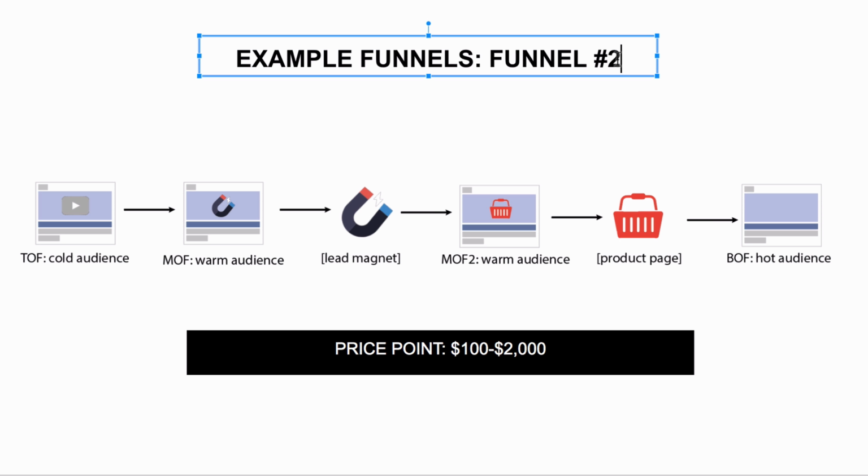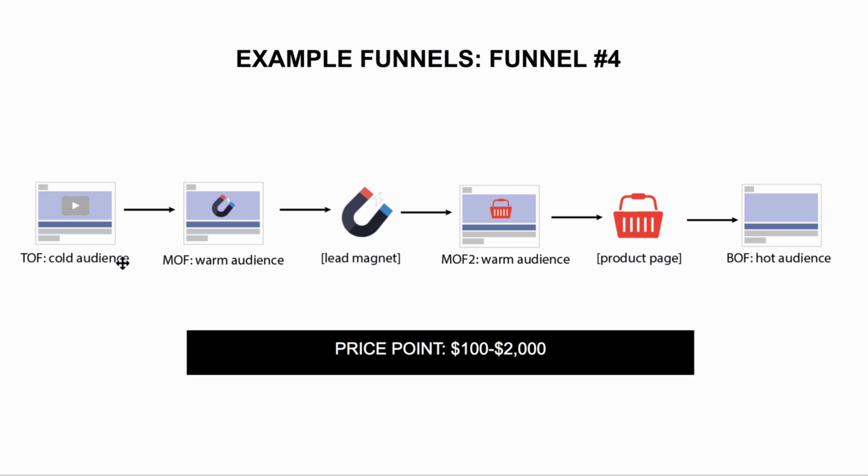Funnel number 4 is the same as number 3, except we are pre-warming our audiences even more at the top of the funnel, and then sending them through the lead magnet into the product page, and then into the DPA or the retargeting stacks that we've set up. Again, this can work for a wide range of price points as well.